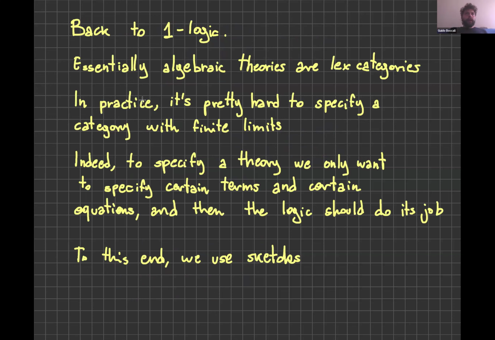So now let me go back again to one-dimensional categorical logic and just see what we want to do in the present work. Essentially algebraic theories correspond to lex categories. But in practice, it's pretty hard to specify an entire category with finite limits. For example, if you want the theory of monoids, you have to specify the whole category of simplices. Indeed, to specify a theory, we only want to specify certain terms and certain equations, and then we want the logic to do the work. So, to this end, we use sketches.